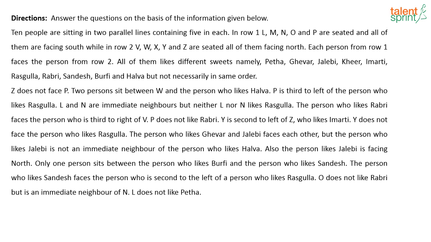So again, the next question is on arrangements. What is given here? 10 people are sitting in 2 parallel lines containing 5 in each. So there are 2 rows, row 1 and row 2. Row 1 is facing south and the others are facing north, and they like different sweets. Based on that you have to arrange them. So this is a question on linear arrangement. Take the next 2 or 3 minutes, try to get the arrangement and then I will start solving it.